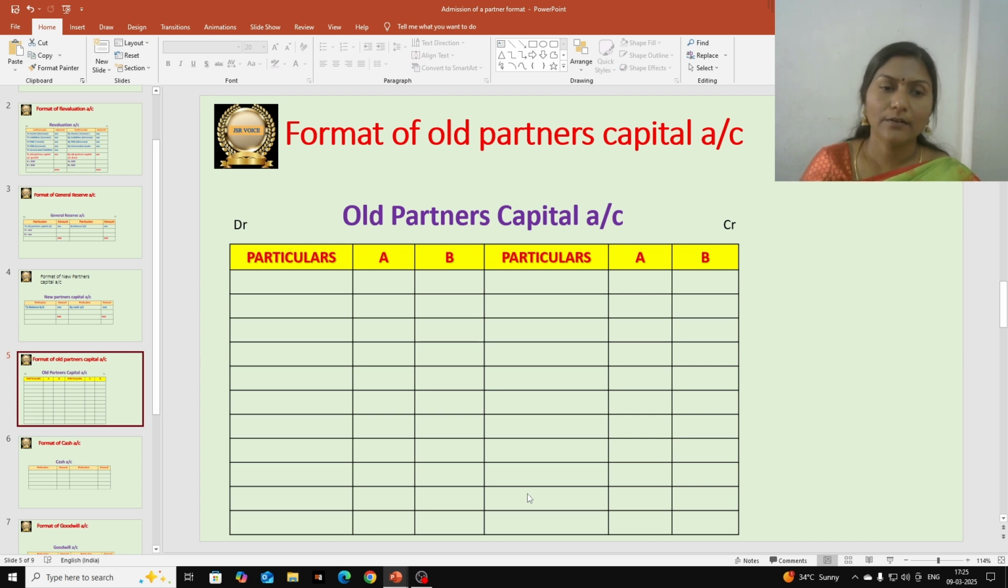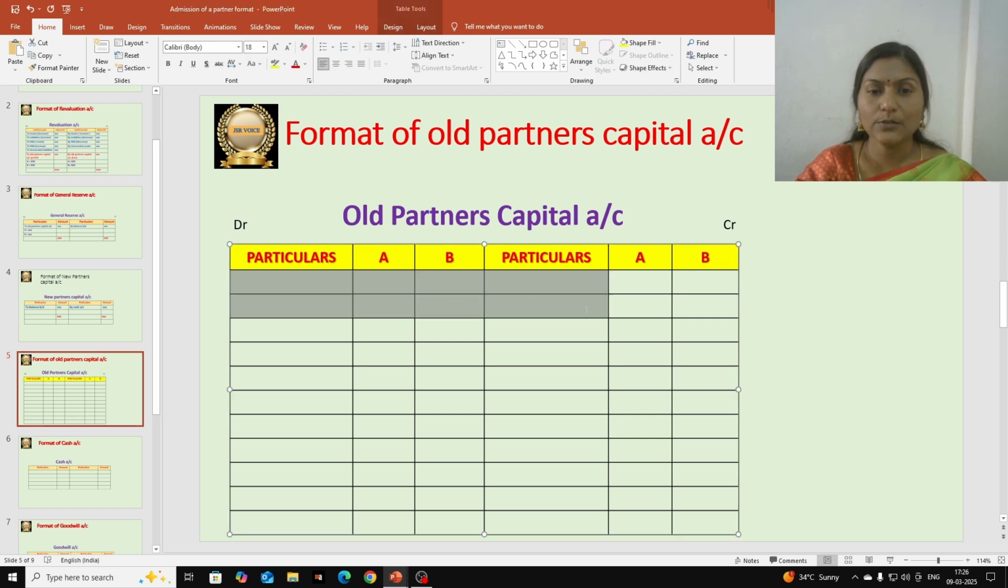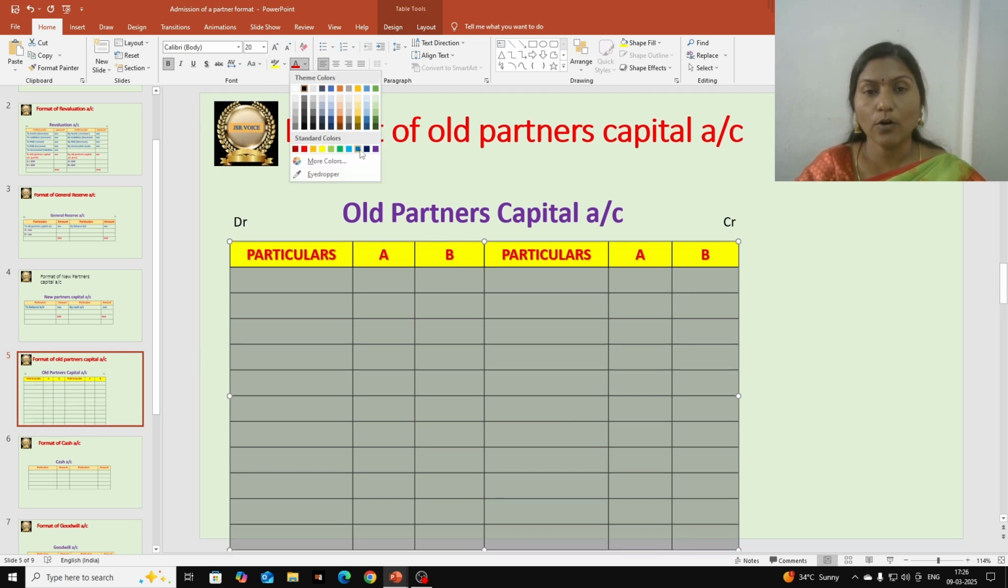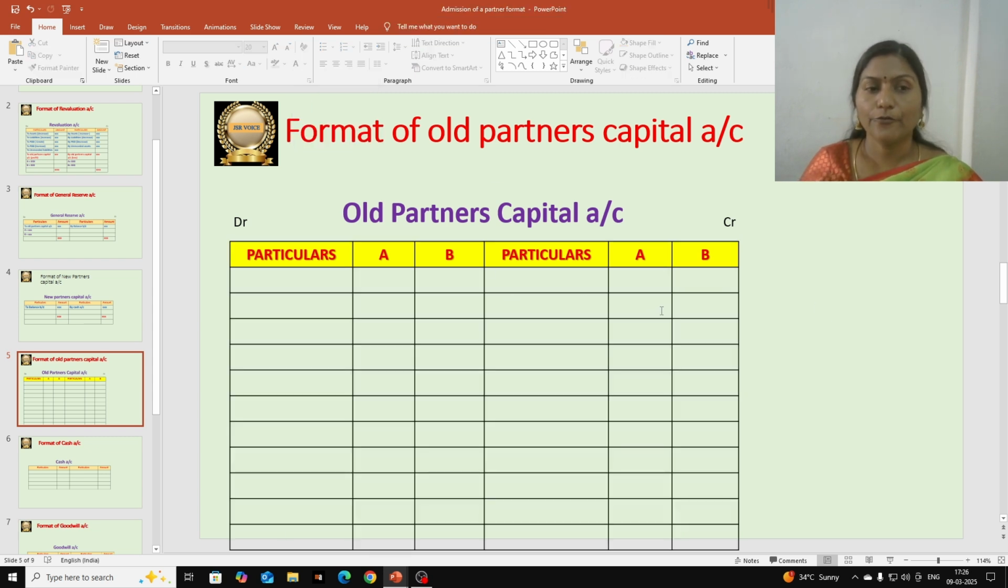So here we have to draw columns like this. Particulars, the two partners' names, the old partners' names, so A and B, and next particulars, A and B. So this is how we have to draw columns, and next what we have to write here. That is very, very important, what we have to write and how we are going to write. First we should record here in the format.